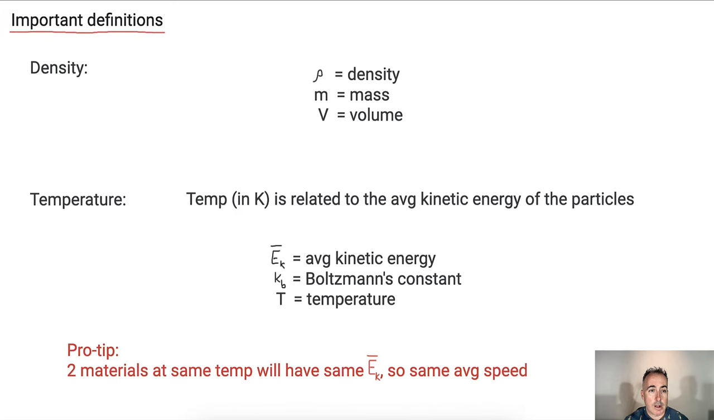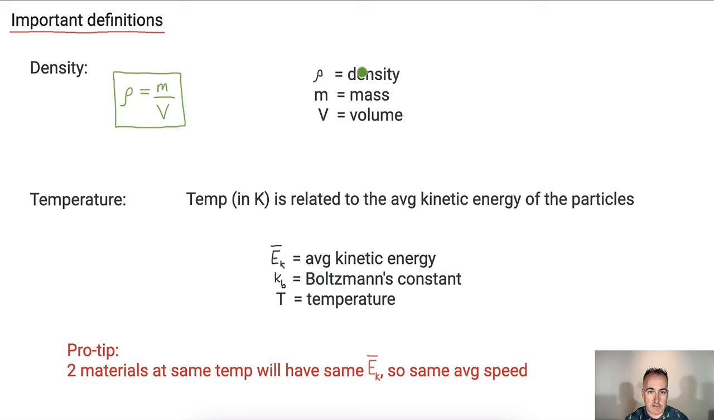So let's go on to define some other important definitions. First of all, density. What is density? We use this Greek symbol rho here. It looks like this right here. And it's the mass per volume. So it's m over v. This is an equation you get in your data booklet, which is good.